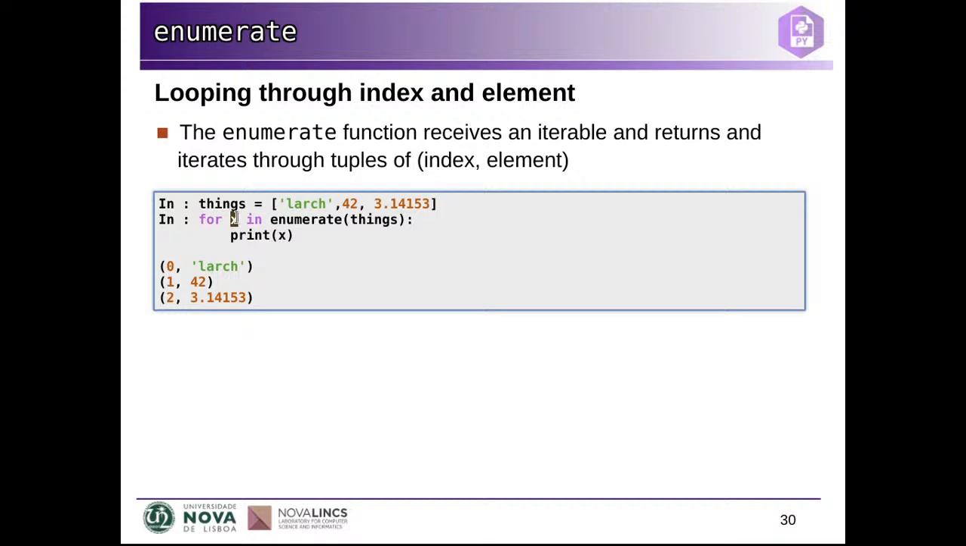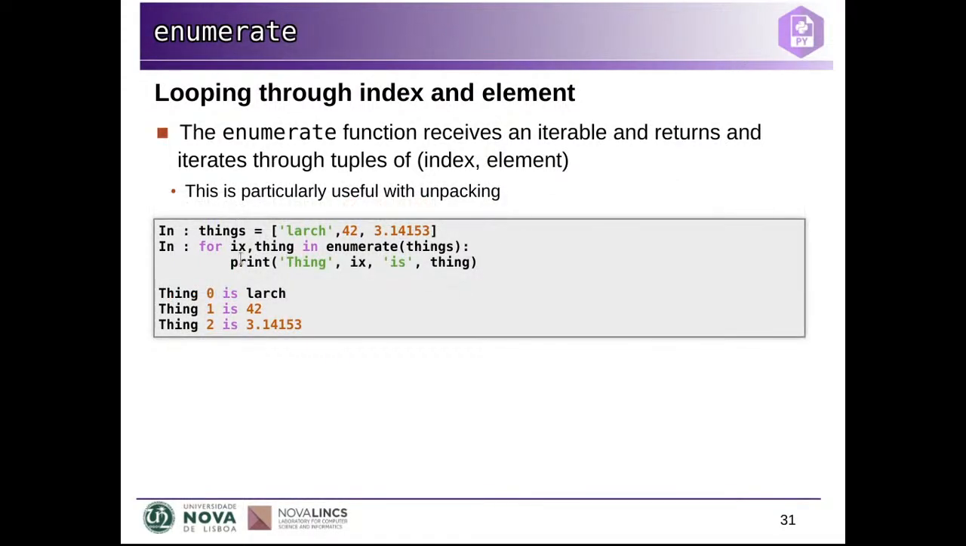iteration, this variable x will have a tuple that has as the first element the index and as the second element the corresponding element on the list, on the iterable I have here. So enumerate basically gives me as tuples the indexes and the objects together, which can be very useful if I unpack. So if I do this, index and thing in enumerate of all the things, then ix will have the index, and thing will have the object there.